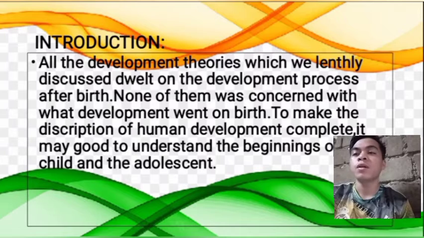Introduction. All the development theories which we lengthily discussed dwell on the development process after birth. None of them was concerned with the development that went on before birth. To make the description of human development complete, it may be good to understand the beginning of a child and the adolescence.